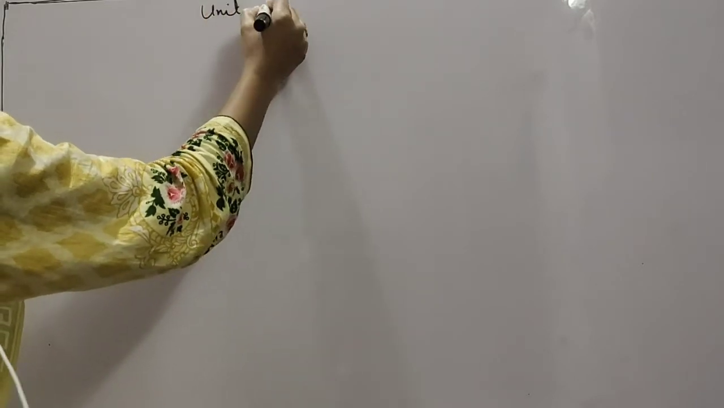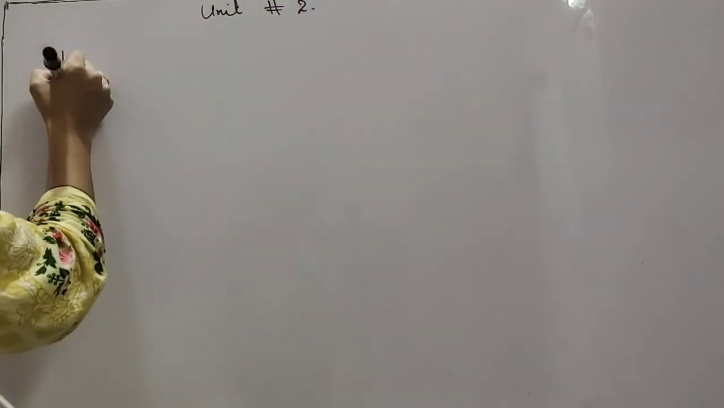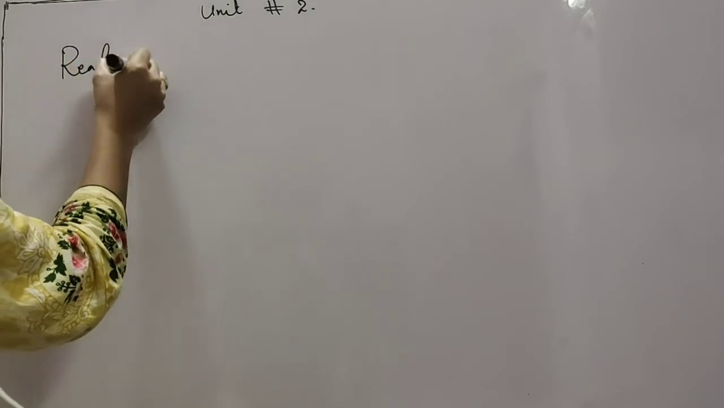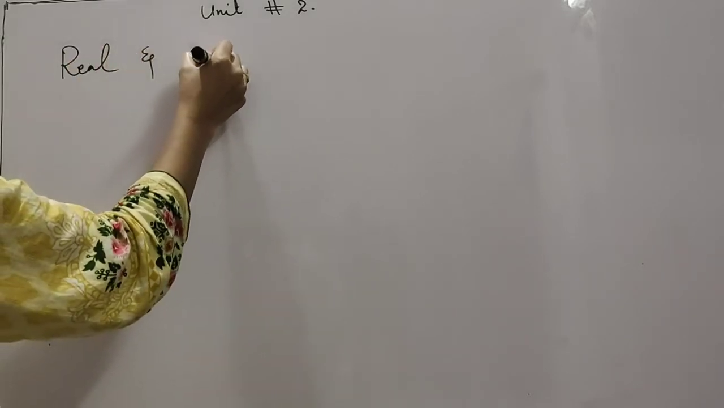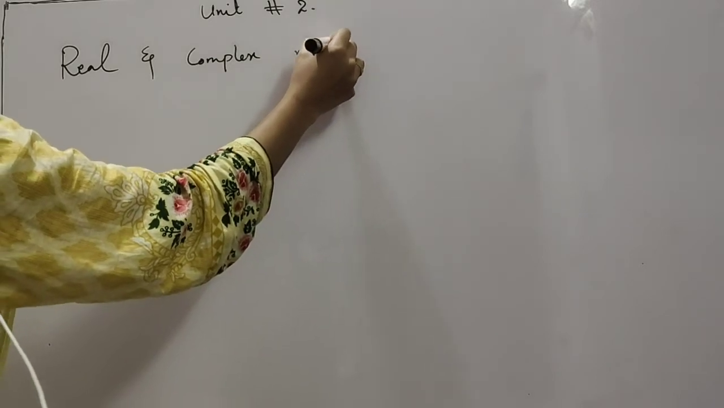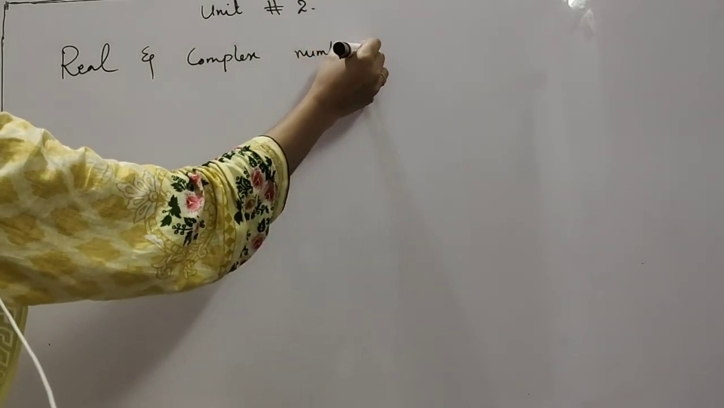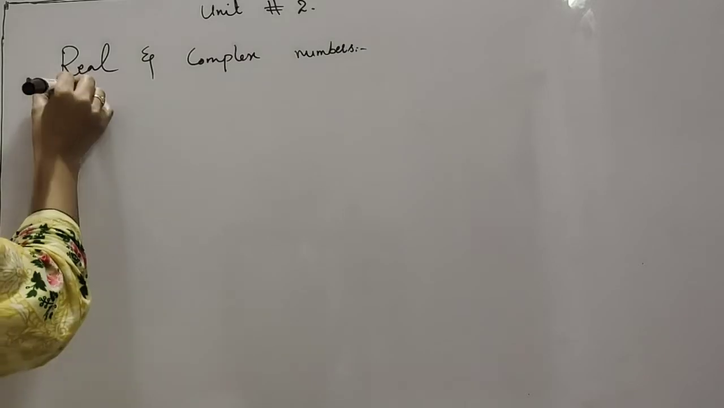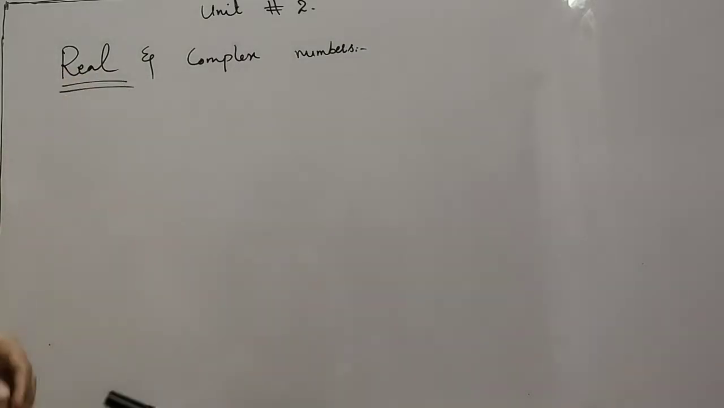Now we will start the second unit, and the second unit is real and complex numbers. In this chapter, we will learn about what is real number and what are the complex numbers.